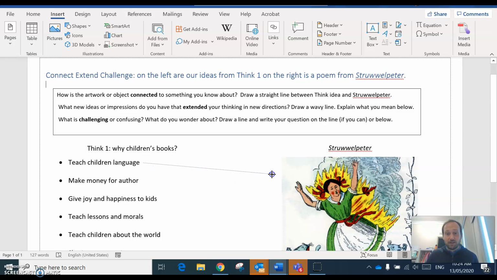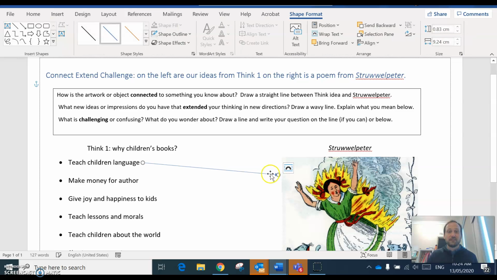So it absolutely would teach children language, maybe an appreciation of language. So I could put a line here because it's a connect. It connects to what we thought. We thought that it teaches children language. It does that. If you want to add a comment, and you don't have to, some of you have figured out how to write on the document.